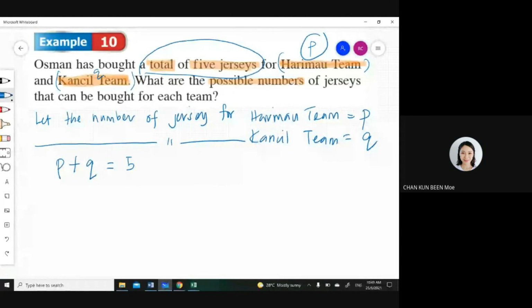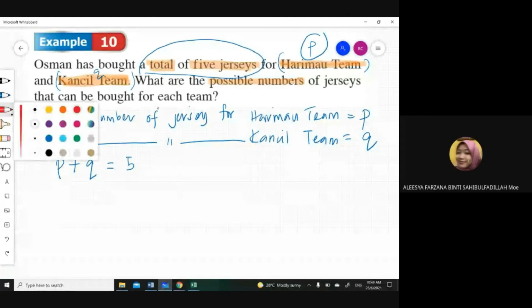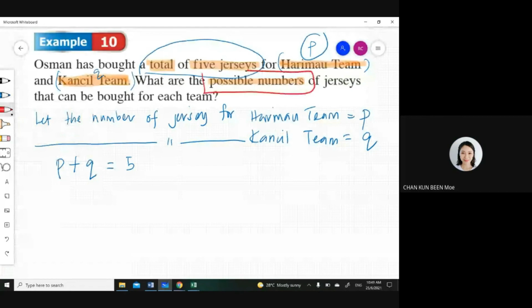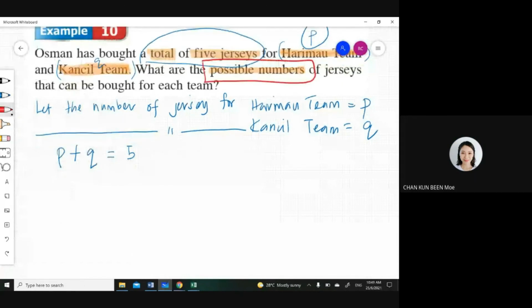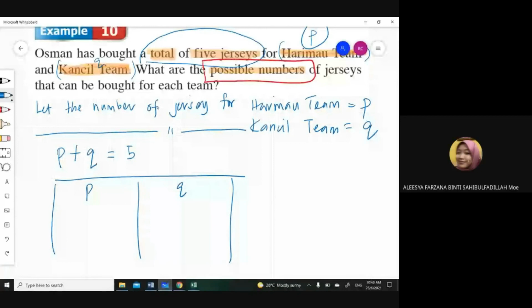2P plus 3Q equals to 5. So you need to determine how many possible numbers, for example, P and Q. It's up to you. You want to draw a table also can. How many P and how many Q? 2 P's and 3 Q's. Very good. 2P and 3Q makes up 5. Any more?